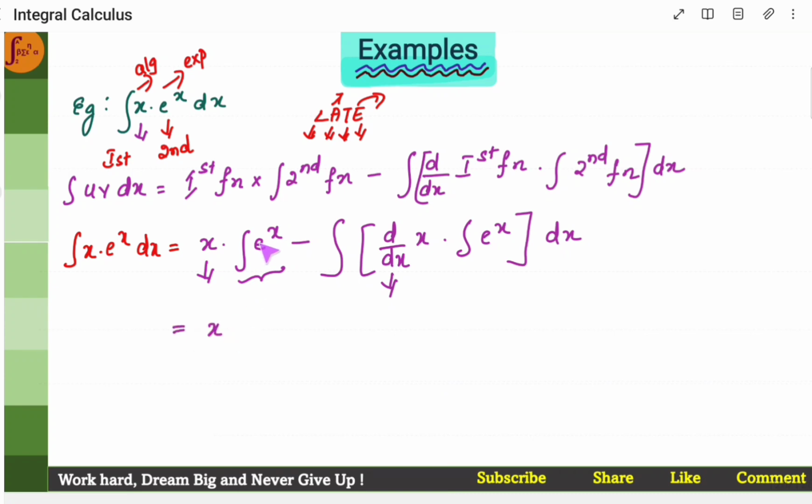Now, what is integral of e to the power x? It's e to the power x itself. What is derivative of x? It's 1. What is integral of e to the power x? E to the power x itself, right? And then dx. Now, this is nothing but, what is integral of e to the power x? E to the power x itself. And then we'll have to put this c. Let's not forget this constant. So, this is the answer.